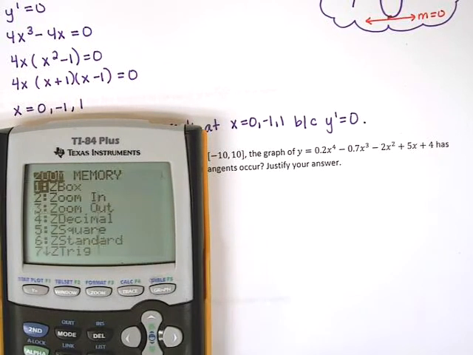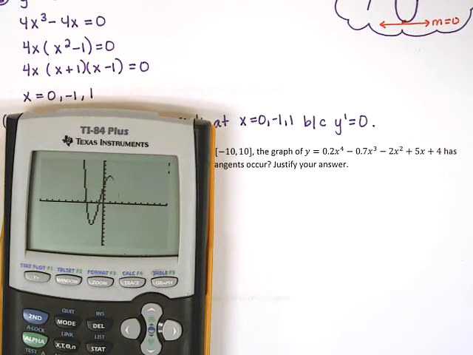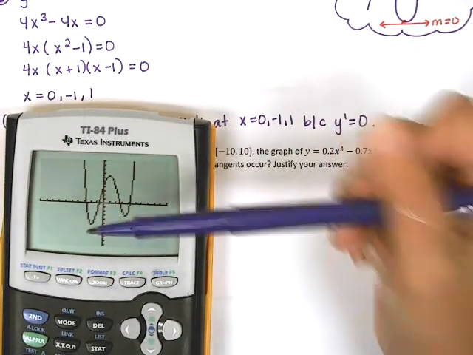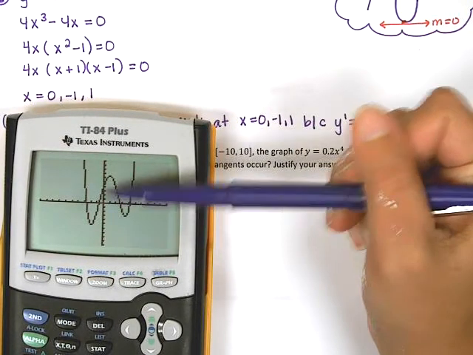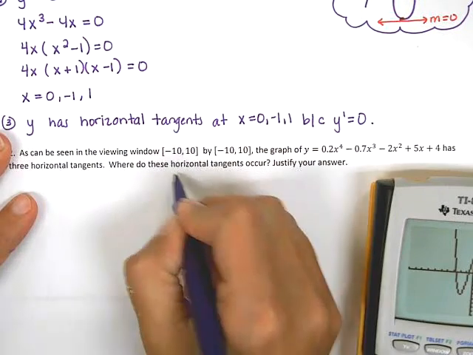I'm going to zoom 6 because zoom 6 is the standard viewing window. It's from -10 to 10 in the x direction. It's also from -10 to 10 in the y direction. Looking at this picture, it's obvious that they're correct. There are 1, 2, 3 places where horizontal tangents would occur.